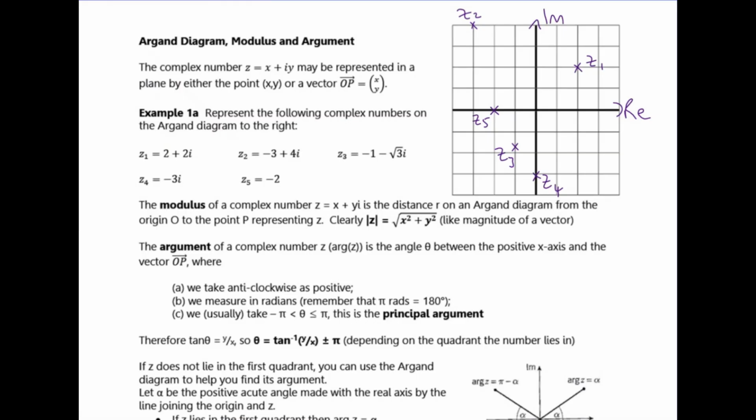From an argand diagram, then, we can calculate the modulus and argument of a complex number, which are useful things to have. The modulus is the distance of your complex number from the origin, so we just use Pythagoras to calculate that. The argument is the angle between the positive x-axis, or the positive real axis, and the line that you draw from the origin to your complex number. So we'll look at this in a sec.